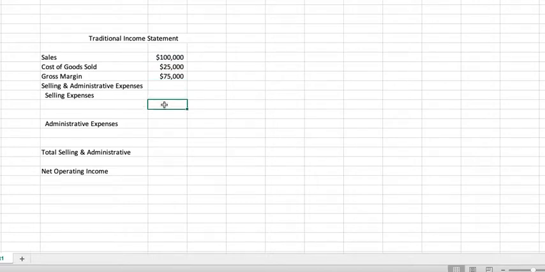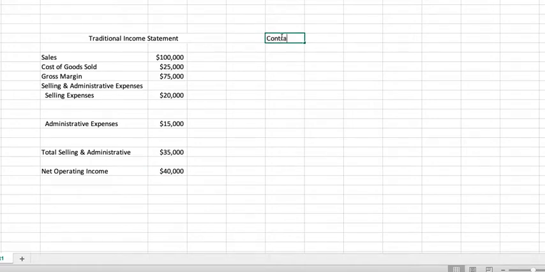And then we list our selling expenses, our administrative expenses, and if our total selling, well, I'll just go ahead and throw some numbers in here for you. And then if our total selling and administrative is $35,000, our net operating income is our gross margin minus our total selling and administrative. So in effect, we took our sales minus our cost of goods sold minus our selling minus our administrative and came up with a net operating income of $40,000.